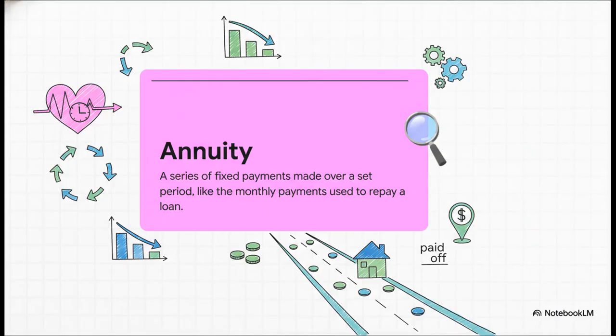First things first, let's get a formal definition for our main concept. What exactly is an annuity? Well, in the world of loans, an annuity is simply a series of equal, fixed payments made at regular intervals over a set period of time. You can think of it as the steady, predictable heartbeat of your loan repayment. Each one of those payments chips away at the principal you borrowed while also paying off the interest that's been charged. It's the engine that drives a big debt all the way down to zero over time.